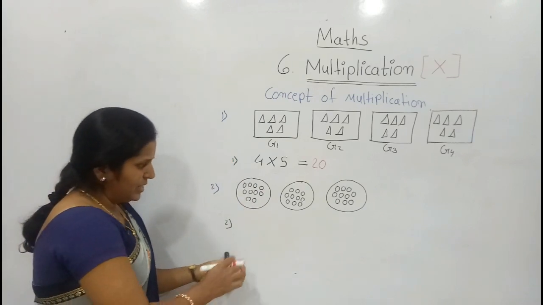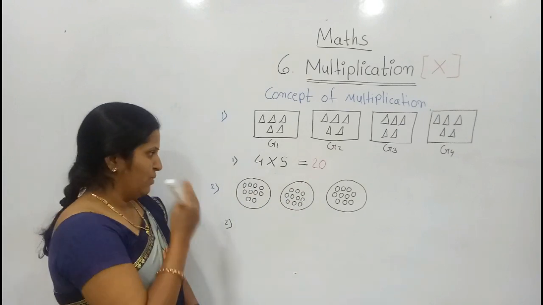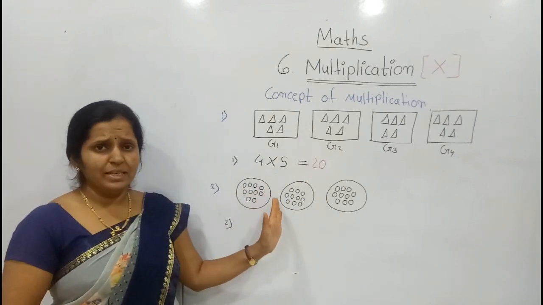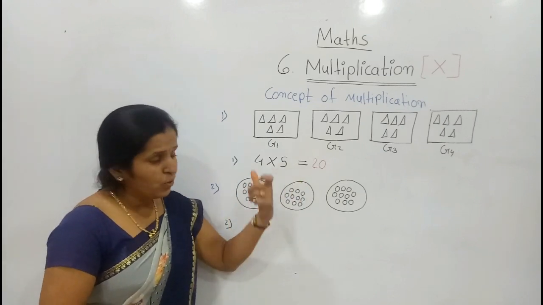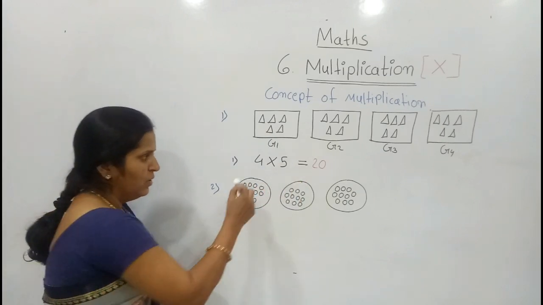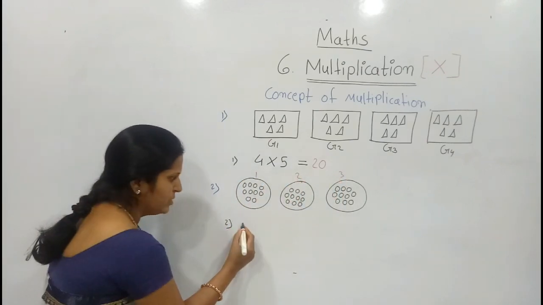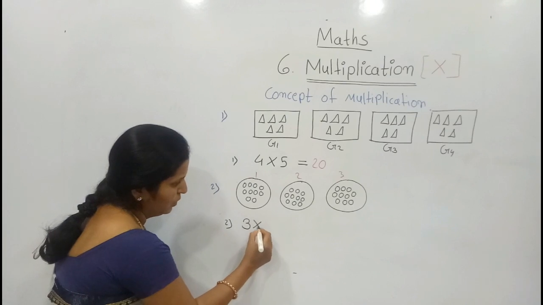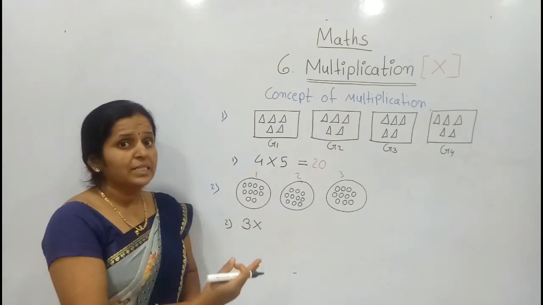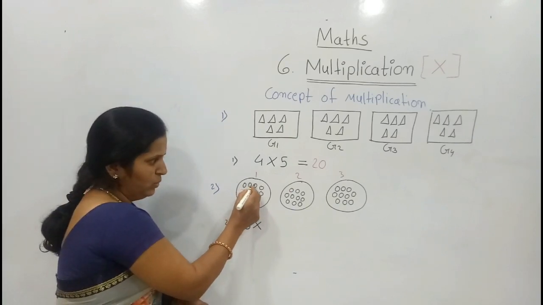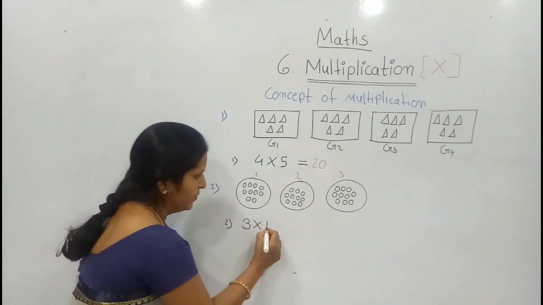Now, let's solve the second example. In this, we have to add these circles. Wow! How many circles? A lot of circles are given. But don't do the addition. Let's count the groups firstly. How many groups are here? 1, 2, 3 groups. Okay? 3 groups. Take the number 3 firstly, into, or the sign of multiplication. Then in each group, how many objects are given? 1, 2, 3, 4, 5, 6, 7, 8, 9, 10.